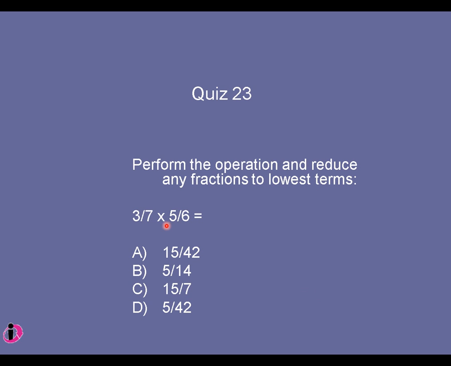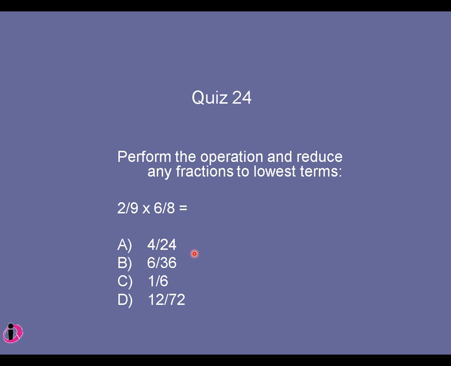So again, this is a multiplication, so we just multiply the numerators and denominators, right? Numerators you multiply 5 times 3, that becomes 15, and 6 times 7, 42. So 15 over 42. Right answer is A. Sometimes you might get a chance to simplify, right? I think this is an example where you have a chance of simplification.